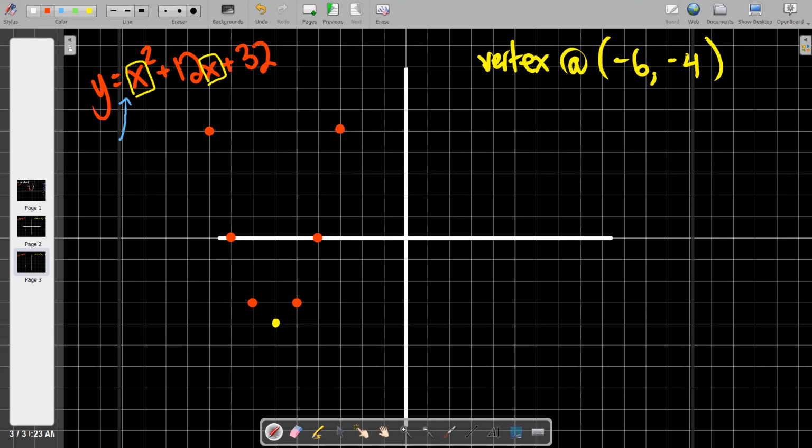Now, when you do this in Delta Math, as soon as you plot 5 points, it constructs the graph. You put in 5 points, it makes it. So that's the good news. You don't have to try to sketch it today or anything like that.